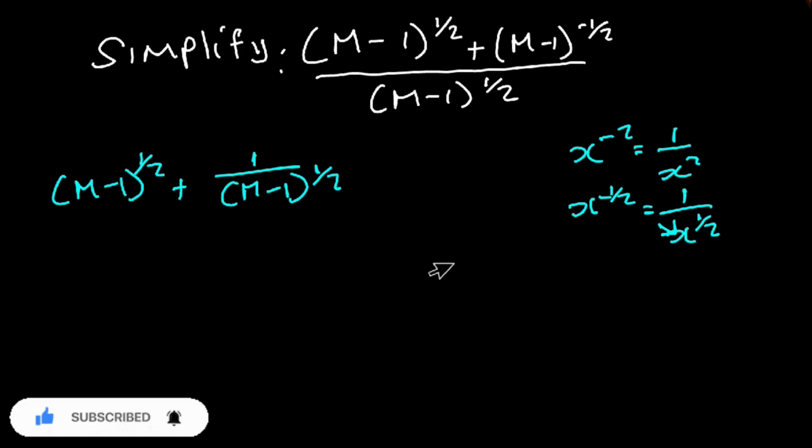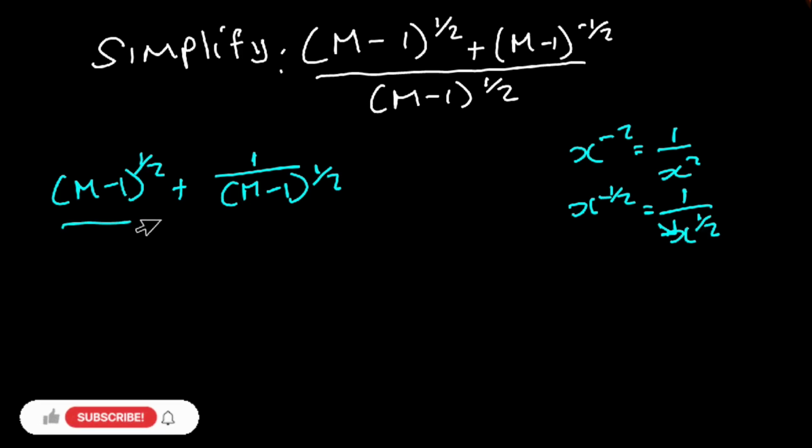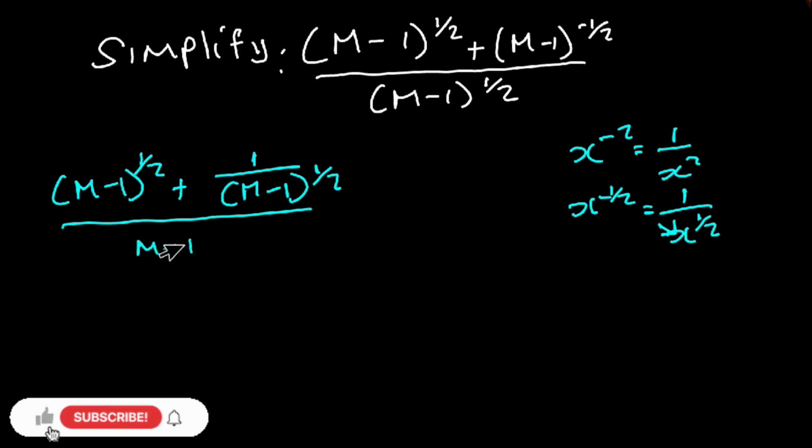So we have this half here. Then this is over (m minus 1) raised to the power half. So this is over 1. So let's simplify the numerator. We have (m minus 1) raised to the power half over 1 plus 1 over (m minus 1) raised to the power half.